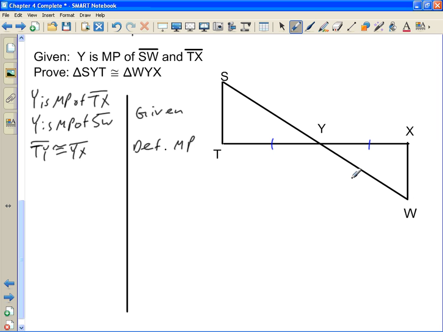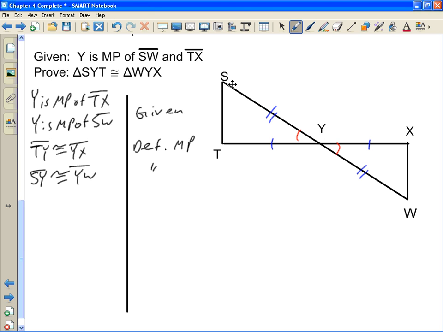And Y is also the midpoint of SW. So that means these are going to be the same. Okay, I'll write that down. SY is congruent to YW. Definition of midpoint again. So at this point, I've got two sides. I either need ST congruent to XW, which I don't have any other information that's leading me to believe that's necessarily true, or I need to have these included angles. If you look at the angles I'm looking at here, they are vertical angles, so I can say that they're congruent.